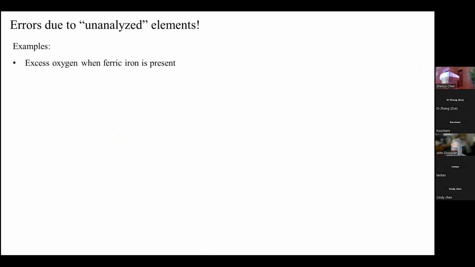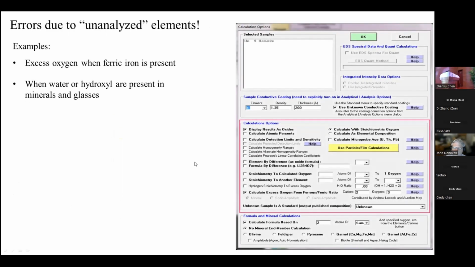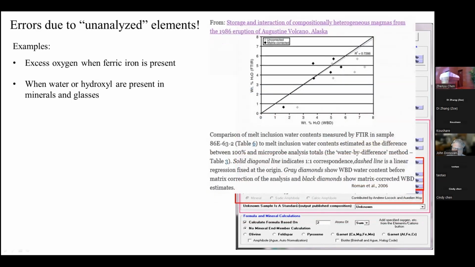As John talked about errors for unanalyzed elements, I'm not going to talk much about this, just to point out that this is essential for accurate mineral characterization. And we want to calculate all of these. For example, here's the question that someone asked about missing water. The gray dots are without the matrix correction for water. And when we include water in the matrix correction, we get the black dots. And this agrees with the FTIR data, as you can see right here.